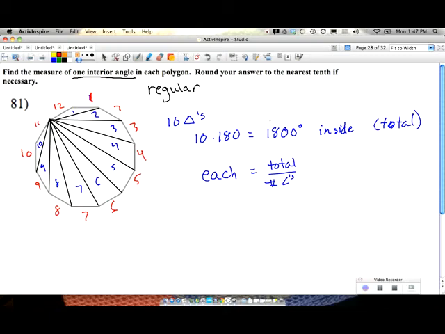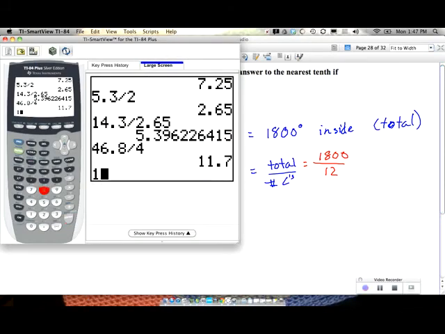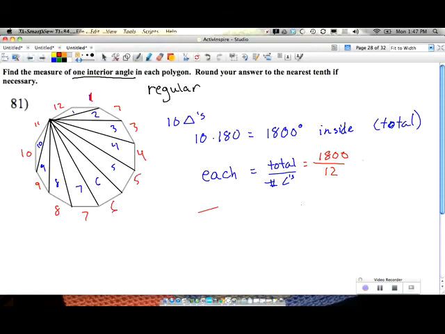So the total is 1,800, and we're going to divide that amongst 12 angles because there's 12 sides, 12 angles. So let's use our handy dandy calculator here. 1800 divided by 12 angles is going to be 150 degrees. That means that one angle right here, this angle, is 150 degrees. That's not too bad. So what did we do? We split it up into triangles, multiplied it by 180, and that's our total. Then to find each, we took the total divided by the number of angles, or the number of sides. And that's where we got our 150 degrees.